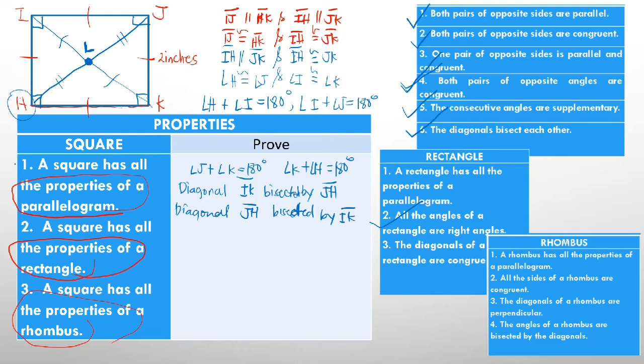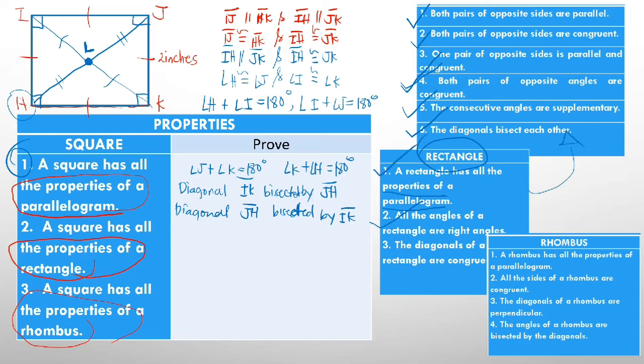A square has all the properties of rectangle. So, dapat yung mga properties ni rectangle na kay is square din. So, the first property of rectangle, I have listed here also so that we can go back. The first property is properties of parallelogram. Since we are done with our parallelogram, we can check it already. Next is, all the angles of a rectangle are right angle. So, meron na tayong right angle, so it is also done.